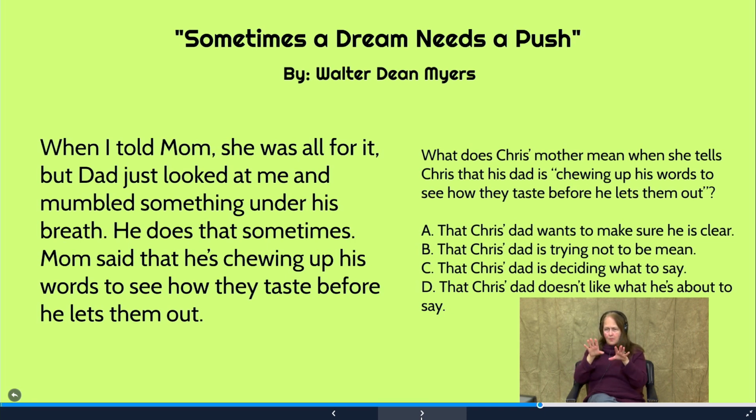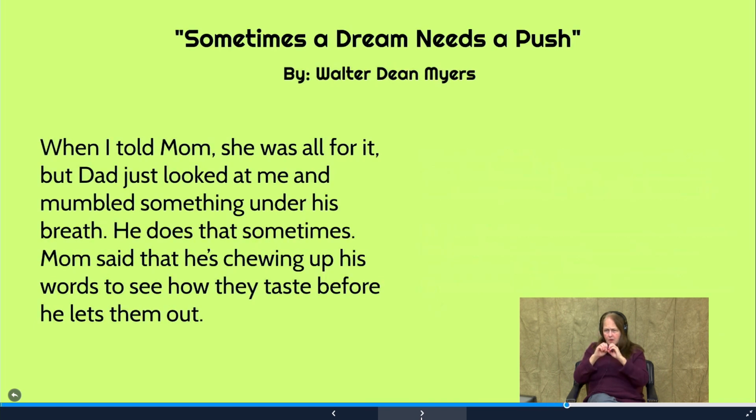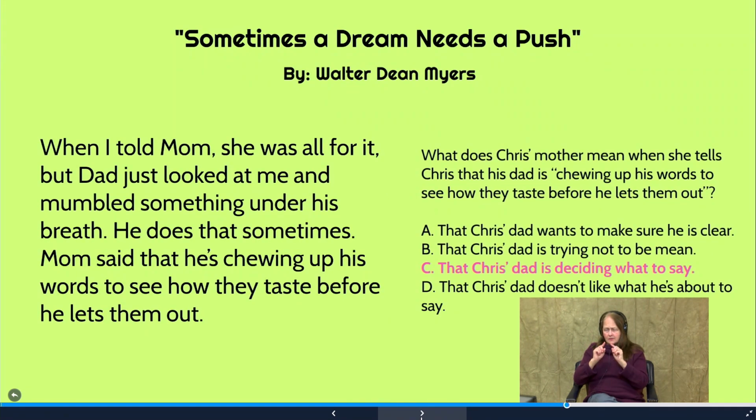Now, this one is a little bit harder to eliminate, but if we go back, there is one clear-cut answer, and that would be that Chris's dad is deciding what to say. We're looking at it. He's chewing on his words to see how they taste before he lets them out. In other words, he's trying to determine, is this what he's really trying to say?